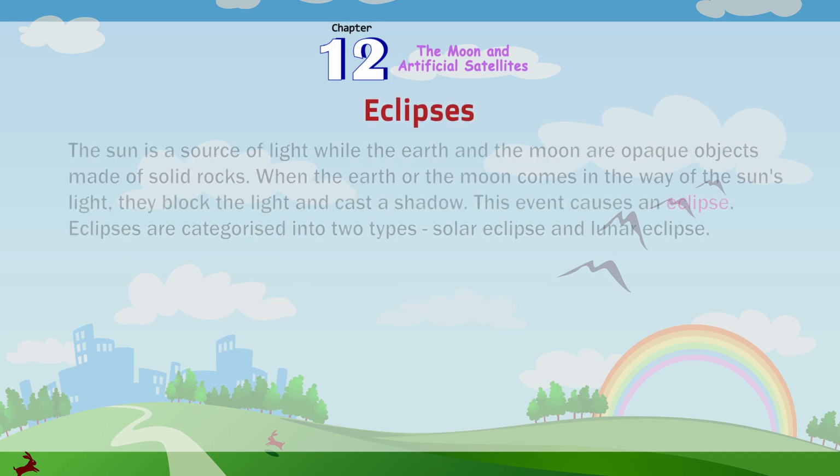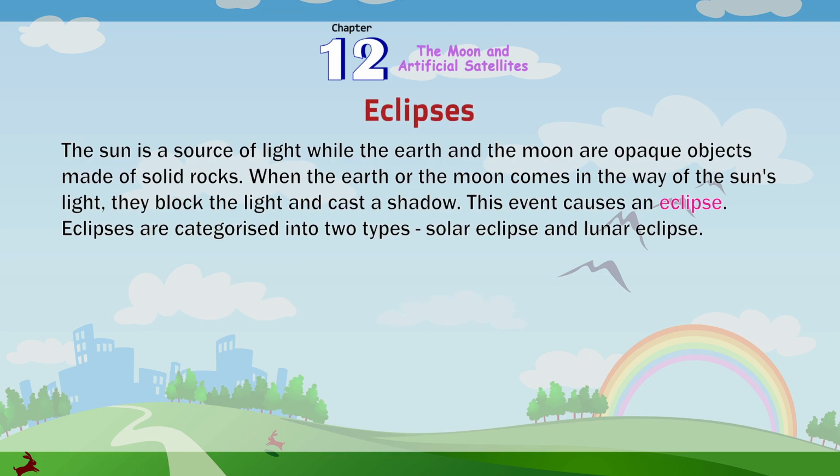Eclipses. The sun is a source of light, while the earth and moon are opaque objects made of solid rocks. When the earth or the moon comes in the way of the sun's light, they block the light and cast a shadow. This event causes an eclipse. Eclipses are categorized into two types: solar eclipse and lunar eclipse.